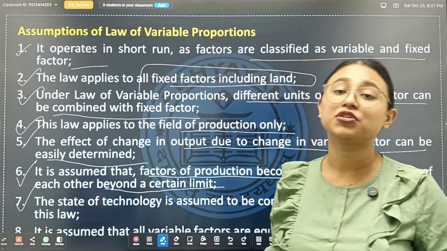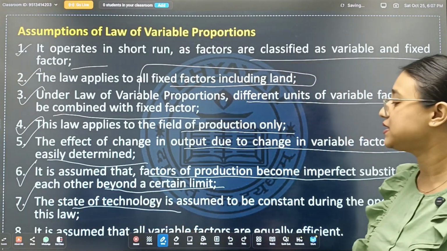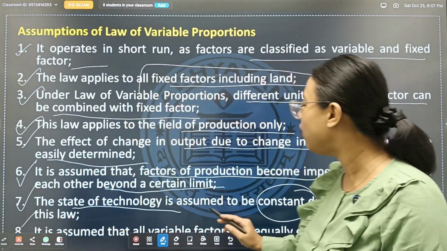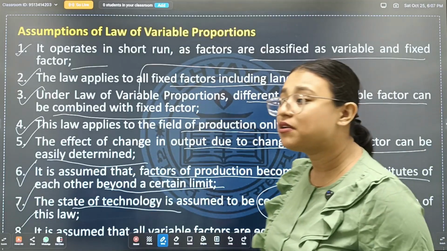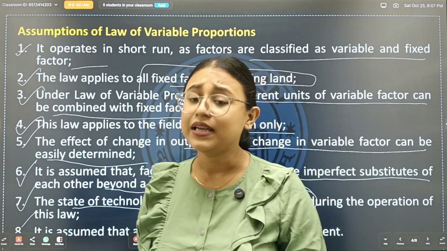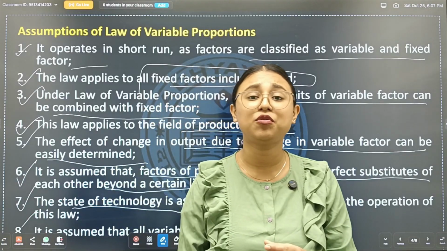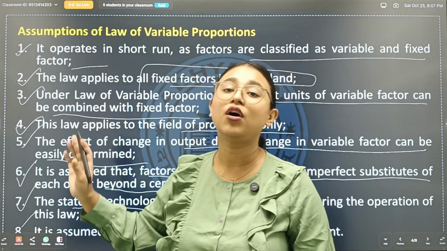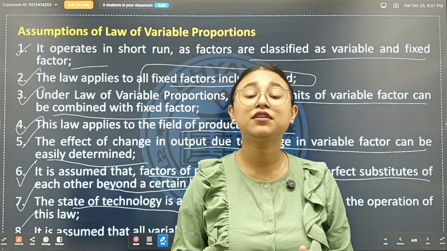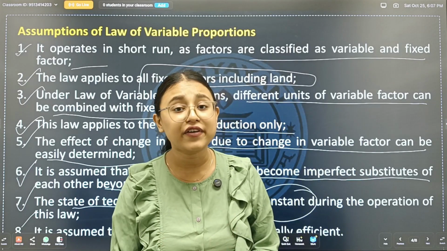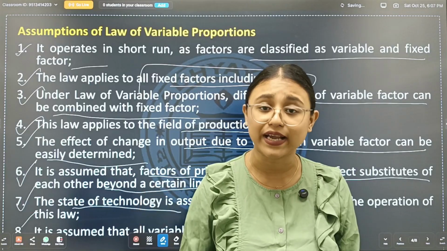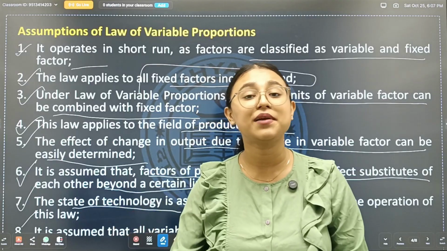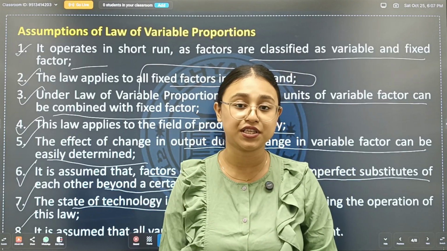Number 7 is that this law assumes that the state of technology remains constant during the operation of the law. And number 8 is it is assumed that all the variable factors are equally efficient. It is not that labor is more efficient, or the first labor is more efficient and the second labor is less efficient, or the third, or other materials are less efficient. If we assume that, then the law of variable proportion will not come into operation. Understood? So for the law of variable proportion to operate, we must assume that however many variable factors we keep adding, these variable factors are equally efficient. Understood?